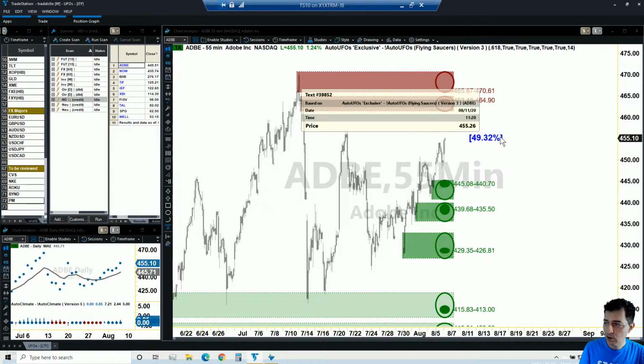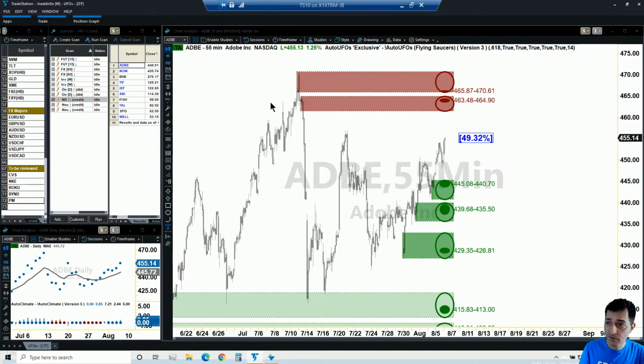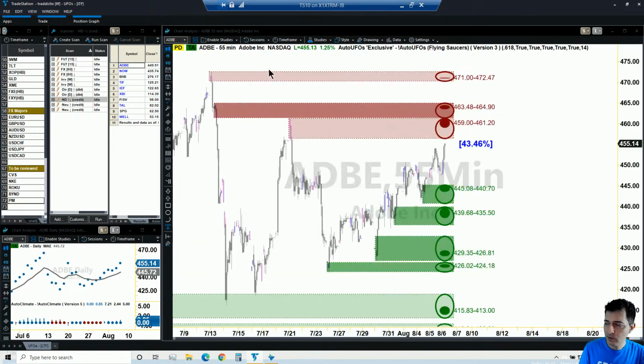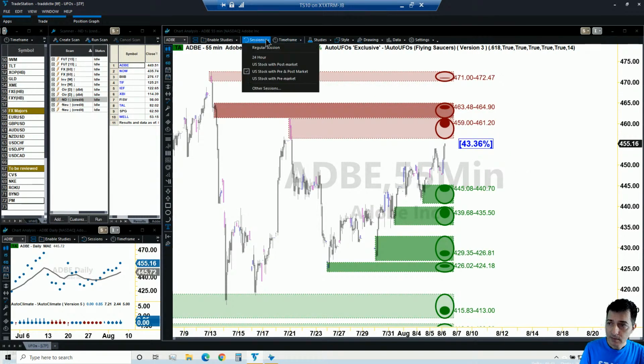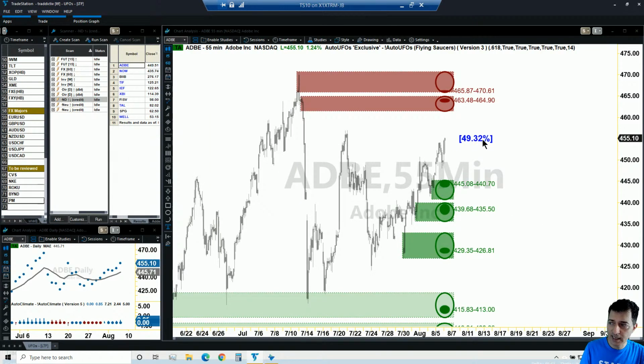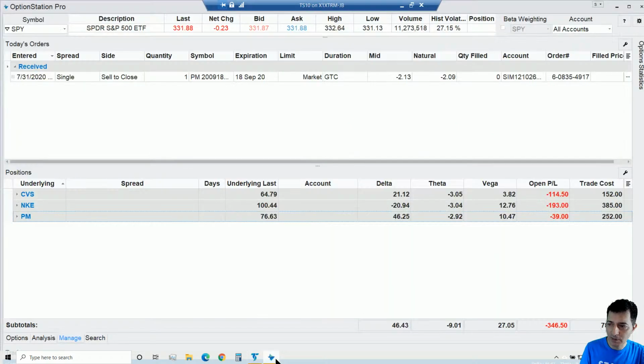We also have 49% probabilities. We need 48% or more for non-directional trades. With pre and post market, we have 43%, so that is not acceptable to plan a trade with Adobe, but regular session data is providing us with 49.32%, and that is indeed acceptable. So we are going to begin with the planning. Let's go for it.